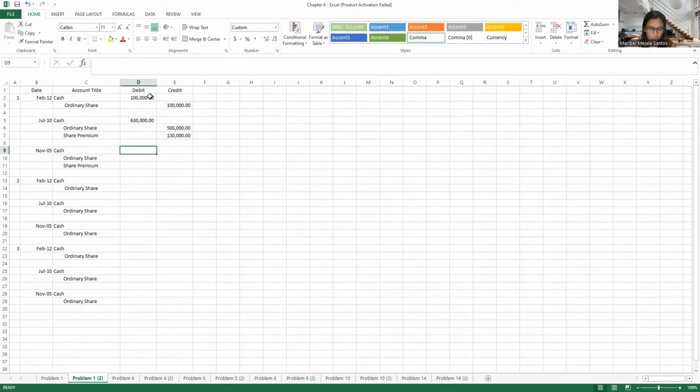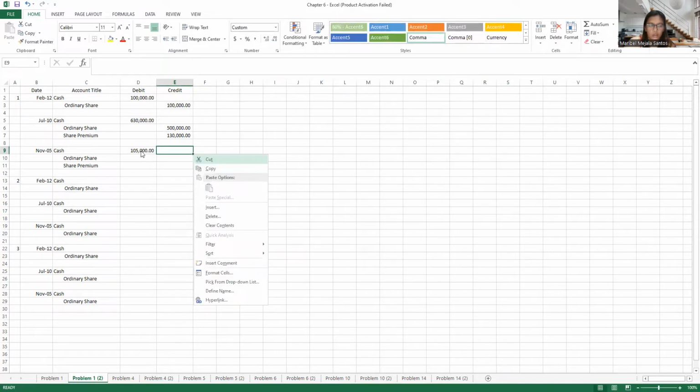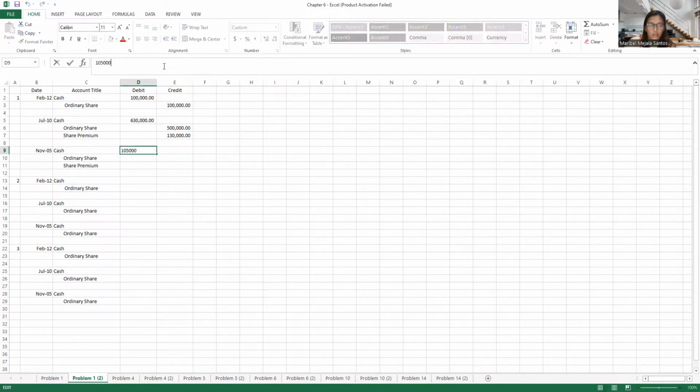Then, on November 5, sold 7,500 shares at 1,050,000. So debit cash for 1,050,000. And then, credit 75 times 100, 750,000. Then get the excess. 1,050,000 minus 750,000. So that's 300,000 share premium.